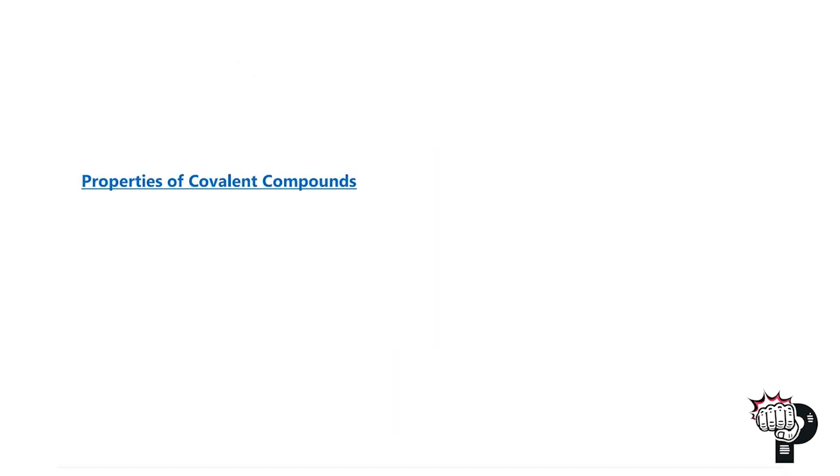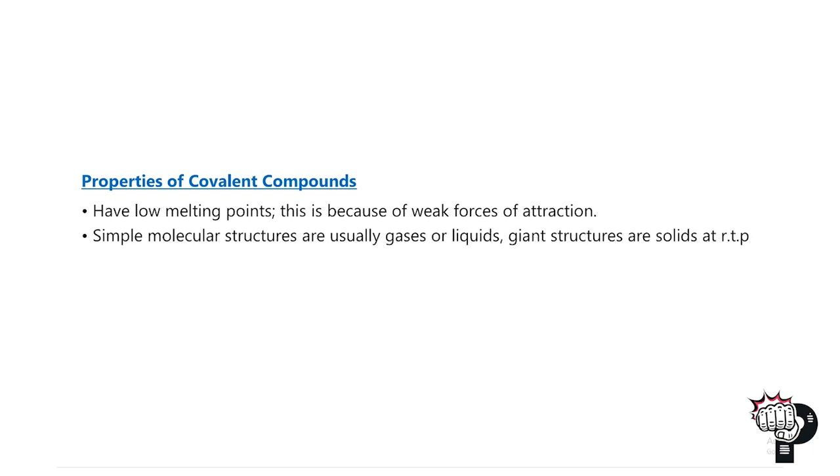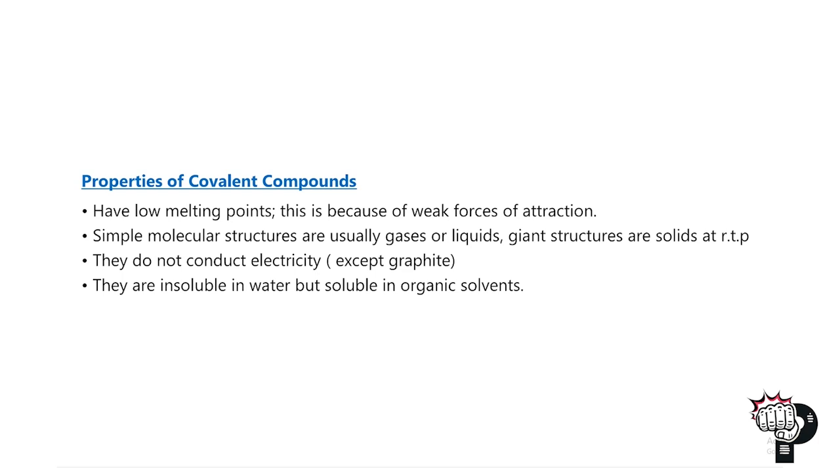We now look at the properties of covalent compounds. Covalent compounds have low melting and boiling points. This is because of weak forces of attraction between the molecules. Most covalent compounds are gases or liquids at room temperature and pressure, except for some giant structures which are solids at room temperature and pressure. Covalent compounds do not conduct electricity except graphite. They are insoluble in water but soluble in organic solvents. They are made up of molecules. So we can generally see that the properties of covalent compounds are pretty much the opposite of the properties of ionic compounds.